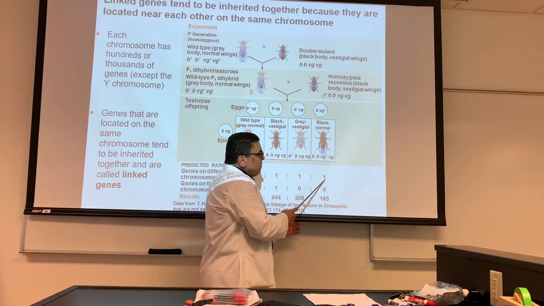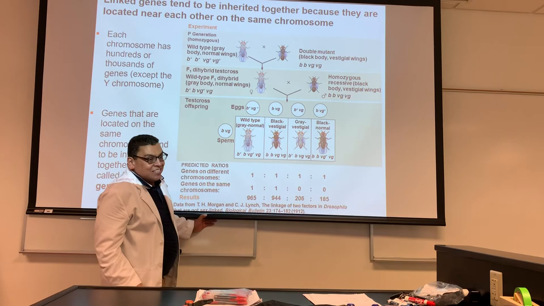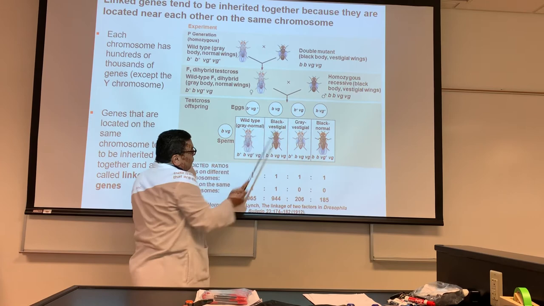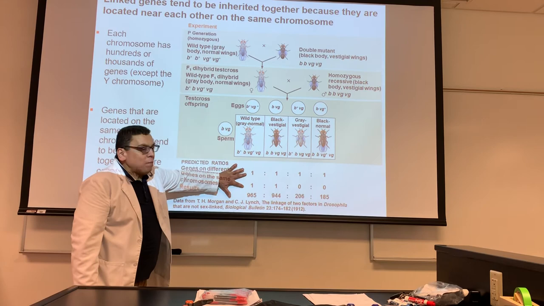Okay? What's the alternate hypothesis? The alternate hypothesis is if they're completely linked, what would I get? If they are completely linked, I will only get the parental variety out. I will only get the parents, the ones like mom and the ones like dad, but I will not get the recombinants. So these are my two hypotheses.